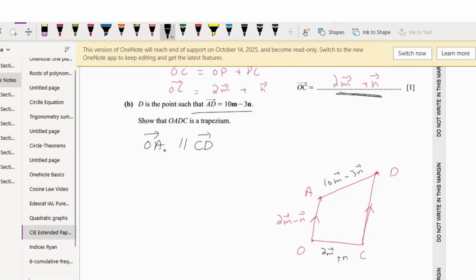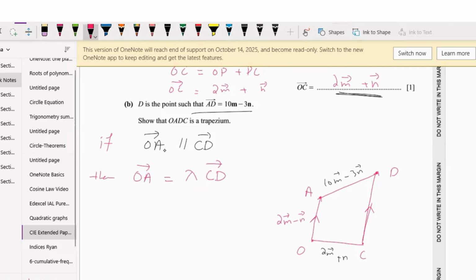And how will we prove these two lines parallel to each other? If you are able to write OA vector as some lambda factor times the CD, like if OA and CD are equal in length but multiplied by some other factor lambda, some constant number lambda, then OA and CD will be parallel to each other. If OA is parallel to CD, then OA can be written as lambda times CD.